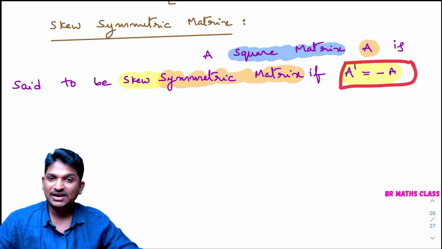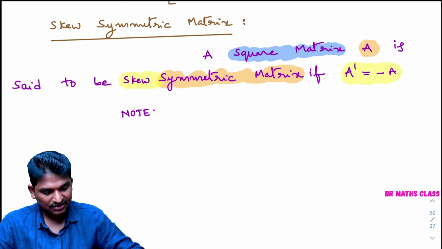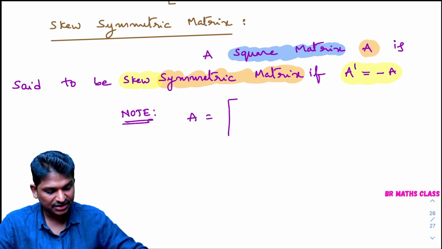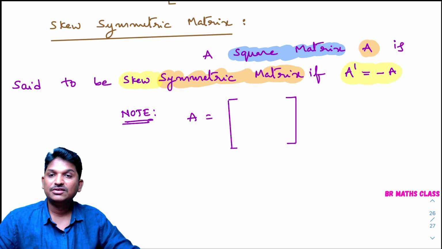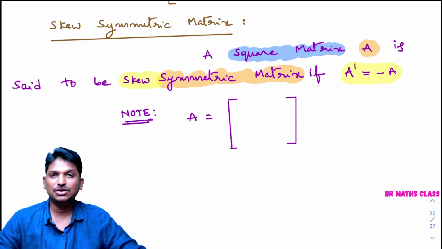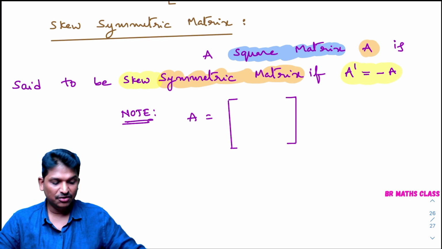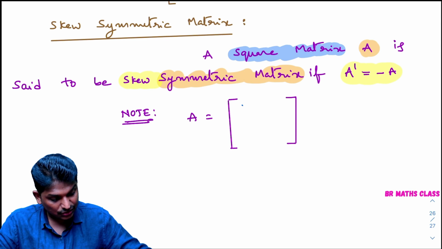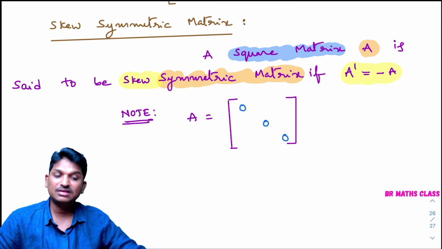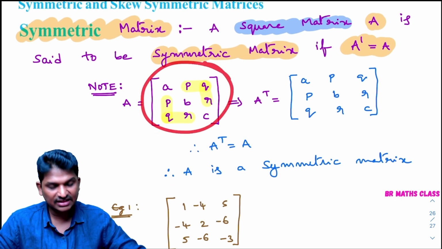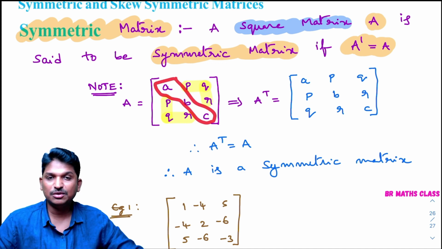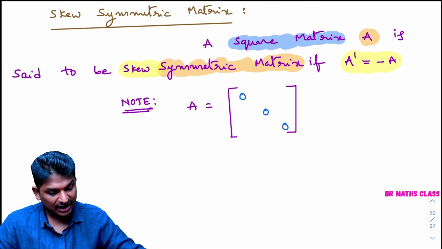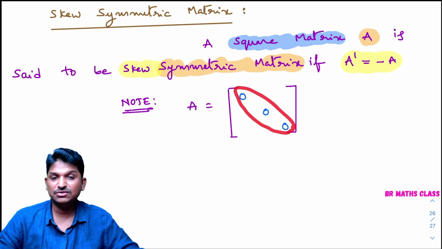Now, general pattern of skew symmetric matrix. Once you know the general pattern of skew symmetric matrix, thousands of examples you can give. First I take a square matrix. For a skew symmetric matrix, all diagonal elements must be 0. To give an example of a skew symmetric matrix, first you must fill all diagonal elements with 0. For a symmetric matrix you could write any three real numbers as diagonal elements, but for skew symmetric matrix, all the diagonal elements must be 0.